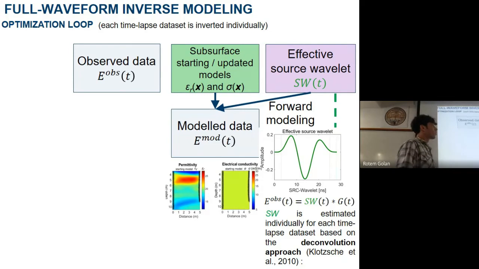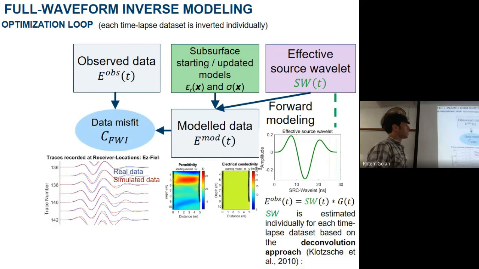Using a forward modeling of the electromagnetic propagation by Maxwell equation, we can get the model data. And we can calculate the data misfit between the observed and the model data. The observed and the model data are waveforms. These are some of the waveforms that we have. So here in blue, I'm showing the real data. And in red, this is the simulated data that we get from the starting model.